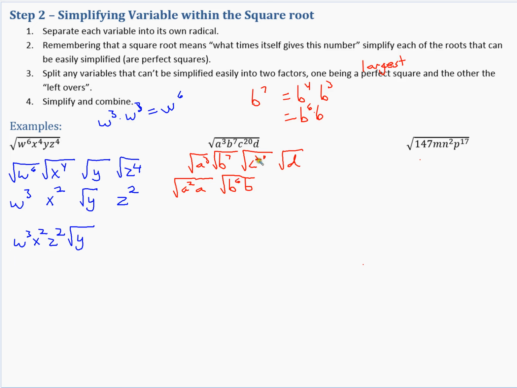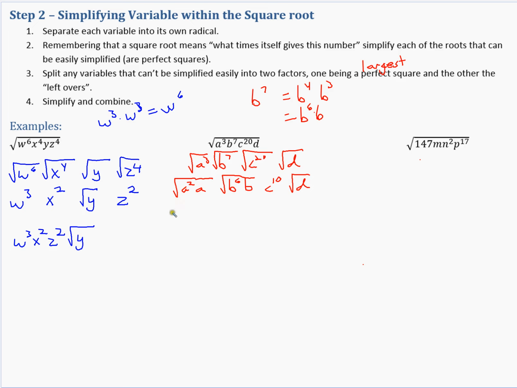The next one's a simple one because what times itself gives c to the 20th? Well, c to the 10th. So we can figure out that one. This is just c to the 10th, no more square root. And the last one, square root of d, we can't simplify that, so we'll leave it as the square root of d. Now what we're going to do is look at these ones that we started working with, and we're going to simplify.